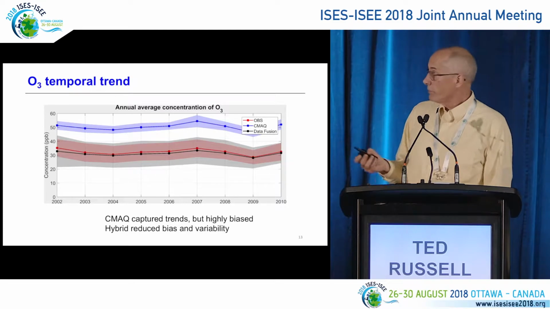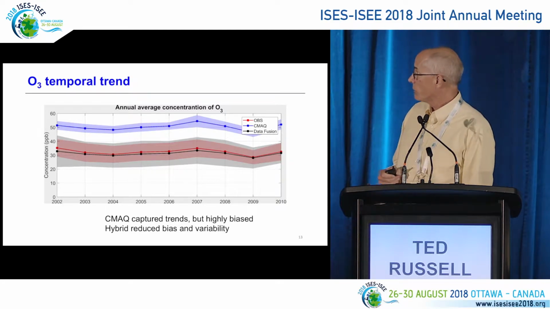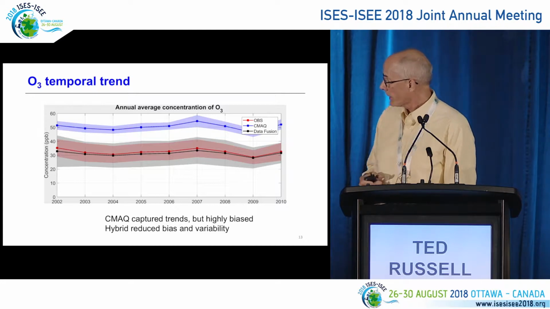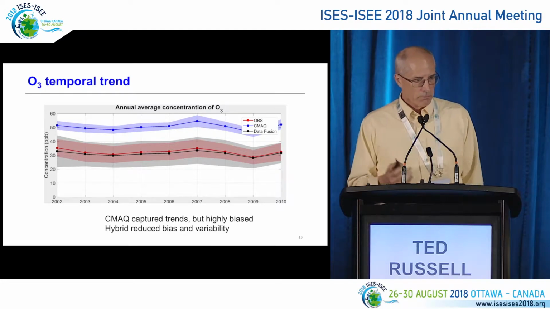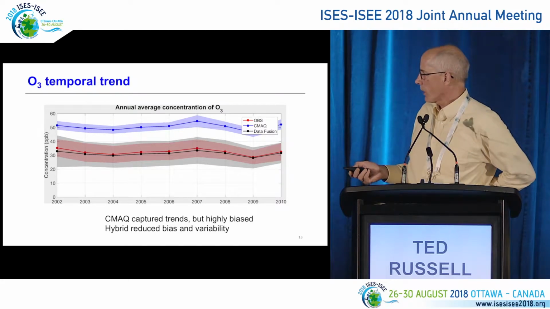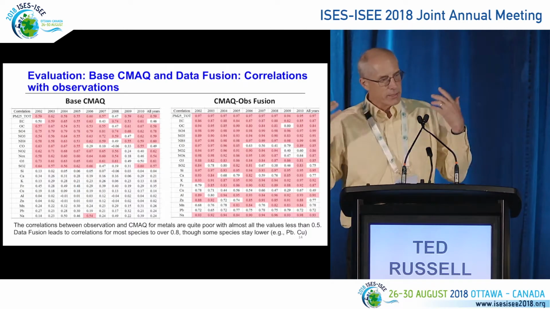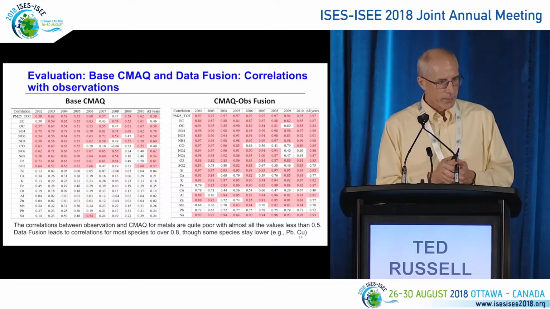But when you do the data fusion, the bias comes down. One thing it does do is reduce the variability somewhat. Again, that's something inherent to the chemical transport models. Okay, so here comes, I know this is a deadly table, and sorry about this.